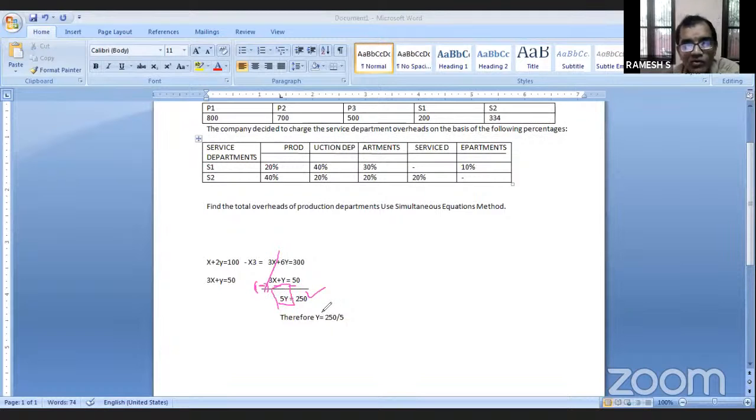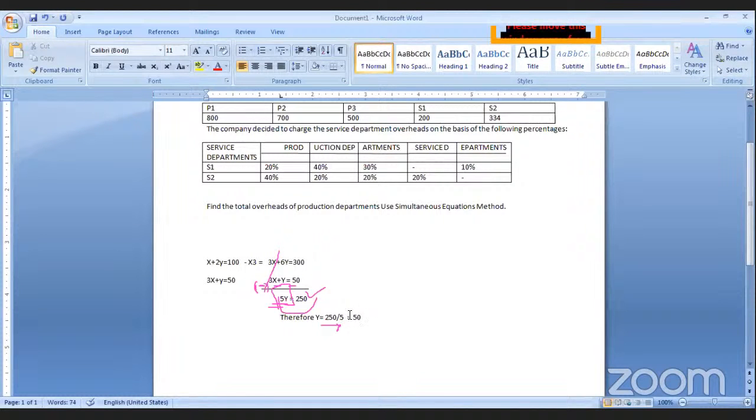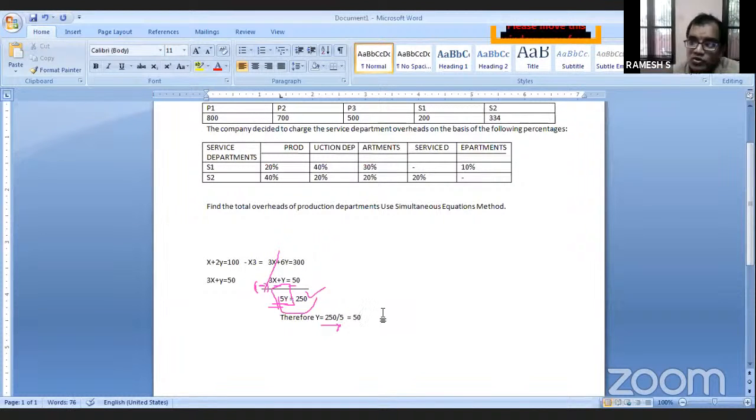Now if you have to find out the value of y, you have to take 5 to this side. Here it is multiplying; if you take it to the right side, it will divide the number. So up to 10th class you have learnt this. So 250 by 5 will give us 50. Y value is equal to 50, sir. So you came to know the y value.